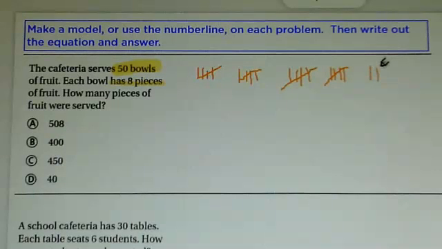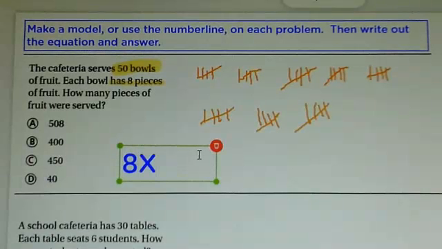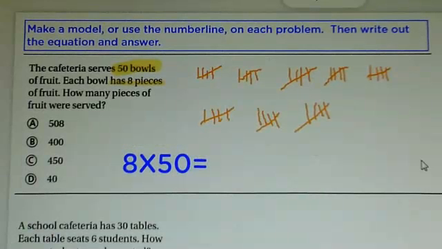10, 20, 30, 40, 50. I did that 8 times, right? 50 bowls at 8 pieces each. That's the same as saying 8 times 50 equals. That is the number sentence we are trying to figure out.